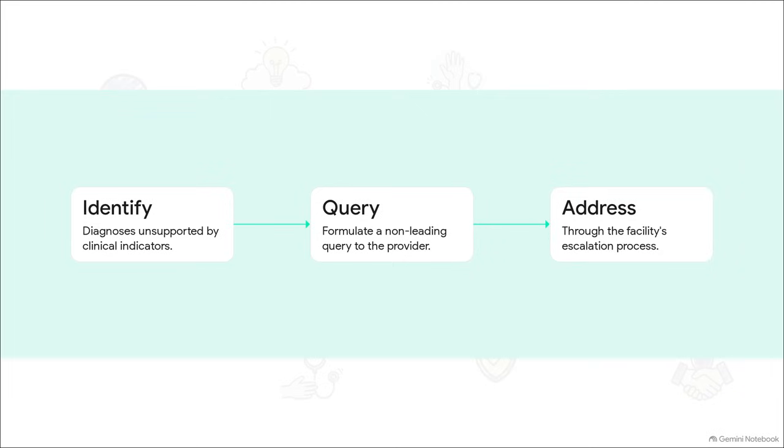Step 2. Formulate a compliant, non-leading query to the provider, presenting the objective lab values and asking for clinical clarification. Step 3. If it remains unresolved, you address this through your facility's official escalation process. You absolutely must query when infection sources are unclear, or when the clinical picture just doesn't match the heavy-hitting diagnosis.